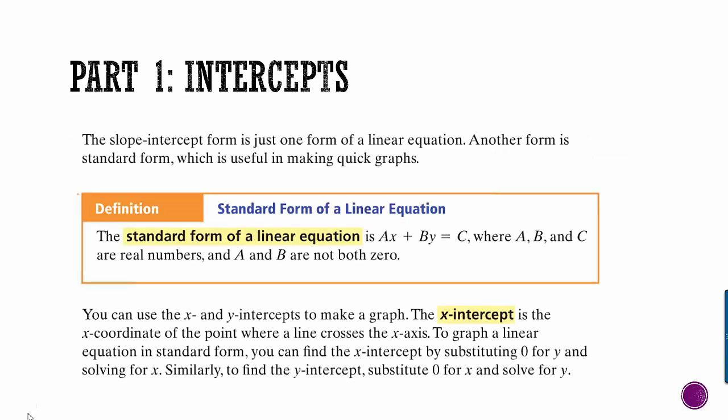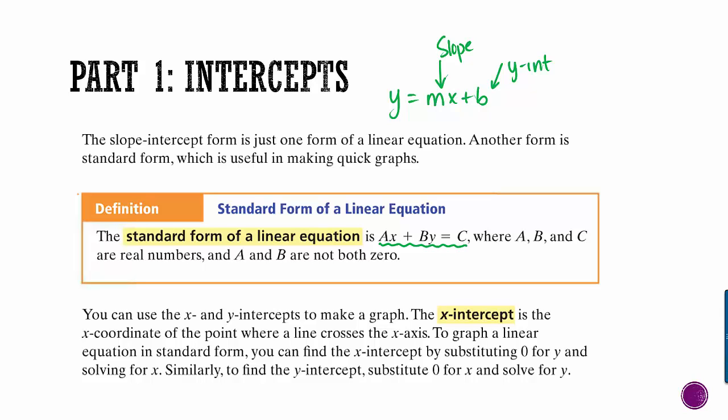The slope-intercept form is just one form of a linear equation, and remember that is y equals mx plus b. In this equation, the m always stood for slope, and the b always stood for the y-intercept. And using those two things, we could graph it. Now, standard form is just as useful, except it looks like this.